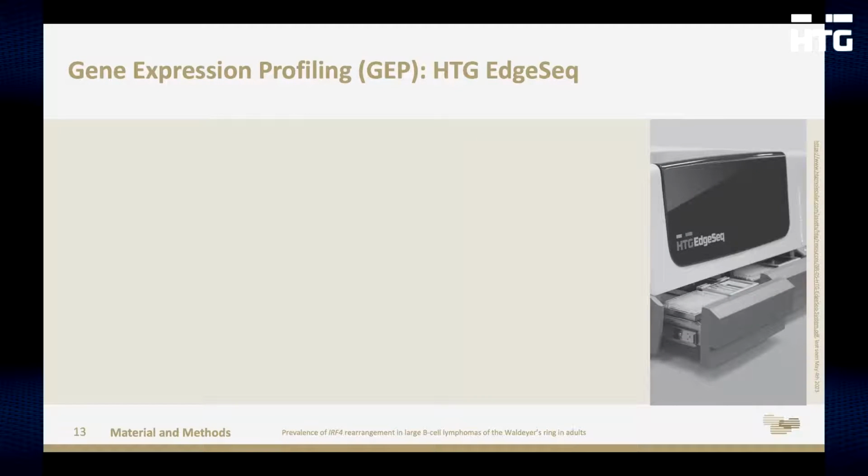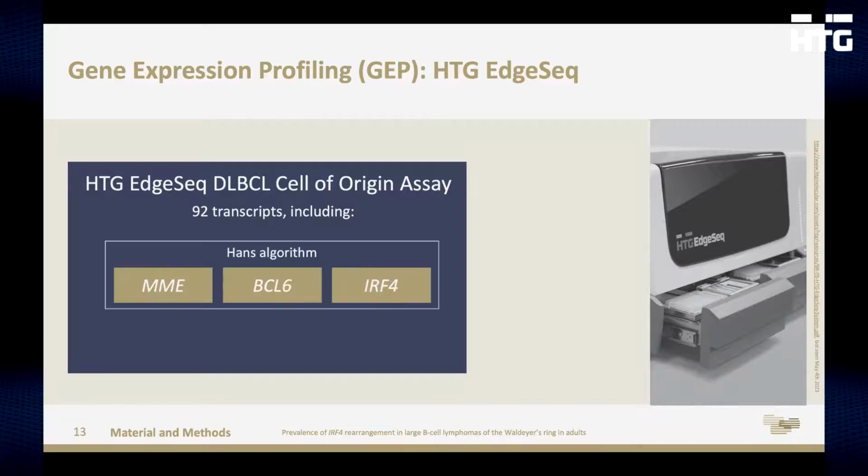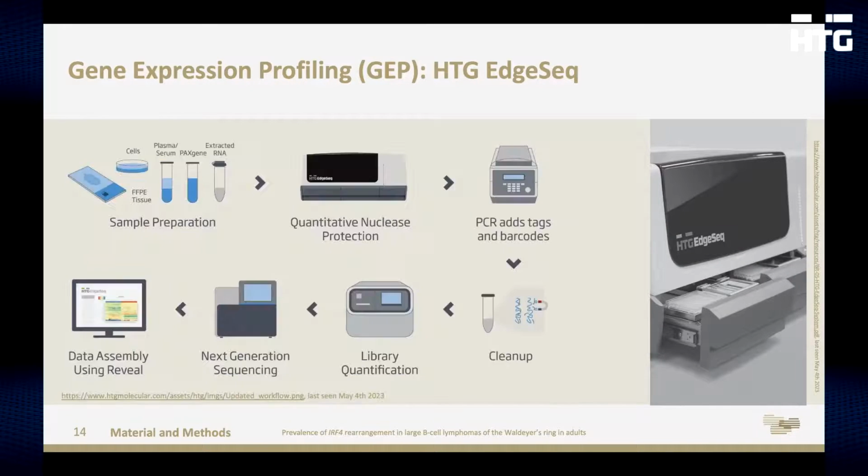Finally, I'm going to talk about the gene expression profiling using the HTG EdgeSeq system. We used the HTG EdgeSeq DLBCL cell of origin assay for Ion Torrent platforms, which contains 92 transcripts of frequently affected genes and their transcripts in DLBCLs, including the genes encoding for the proteins of the Hans algorithm, as well as BCL2 and MYC. And the EdgeSeq workflow was already mentioned by Leonie, but I'm going to focus on some specific parts.